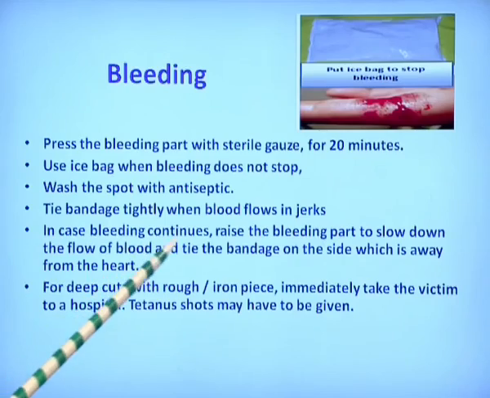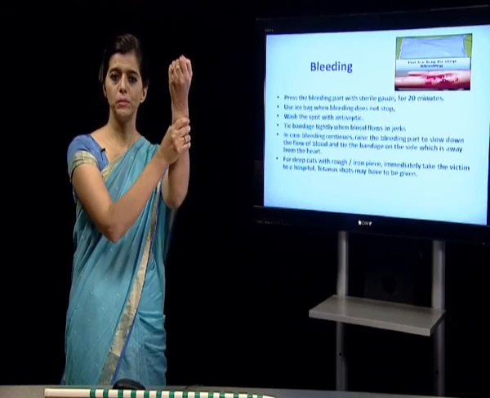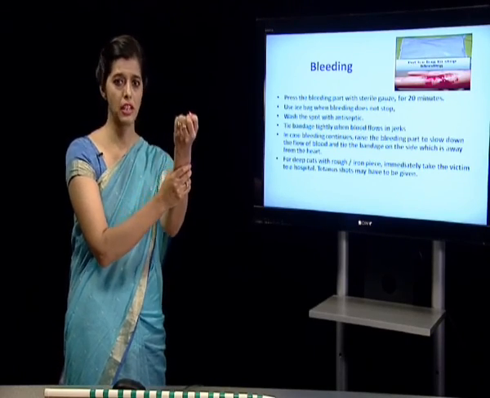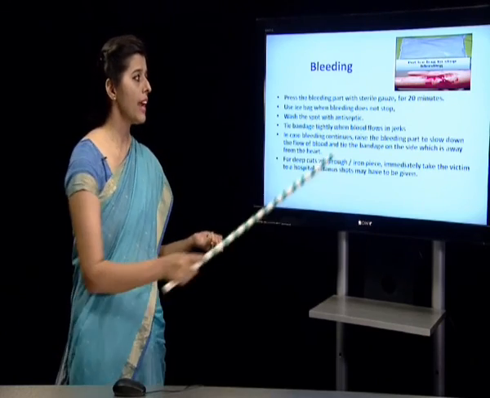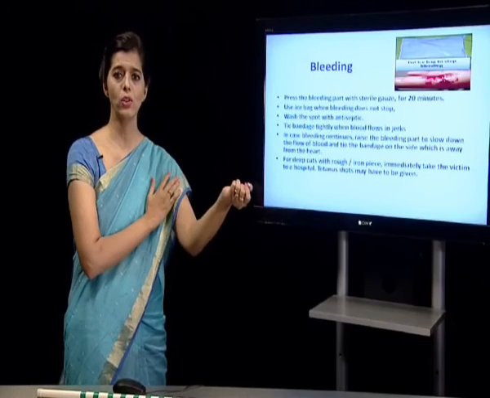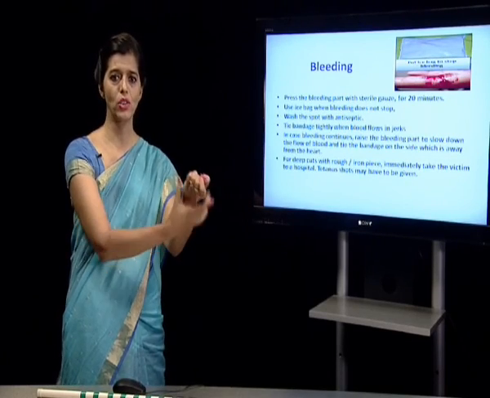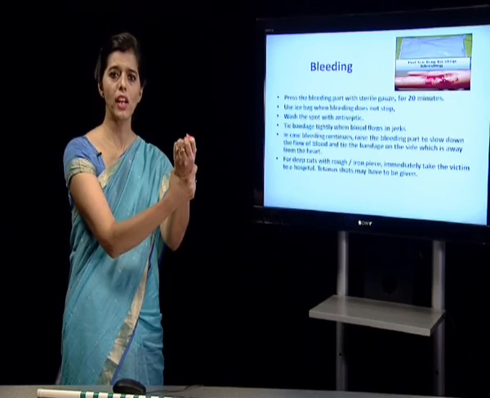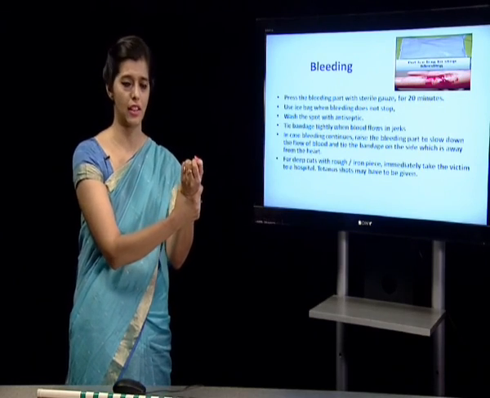In case bleeding continues, raise the bleeding part to slow it down. Suppose this hand is bleeding, so you can raise this hand so that the blood flow is a little restricted, and you can tie the bandage on the side which is away from the heart. This side is near to the heart and this side is away from the heart. So, you can tie the bandage here so that there is control of blood.